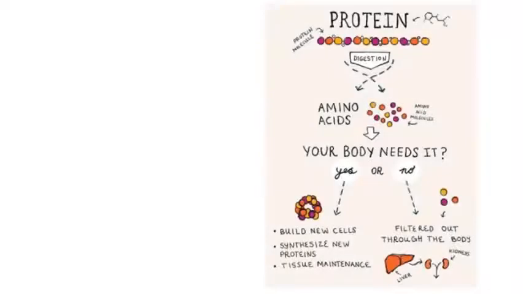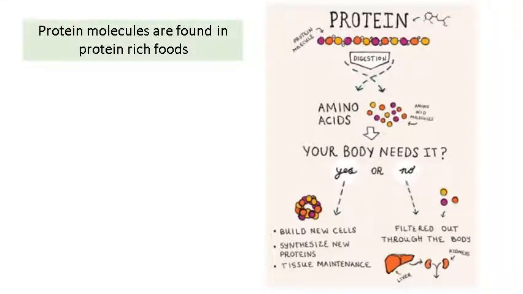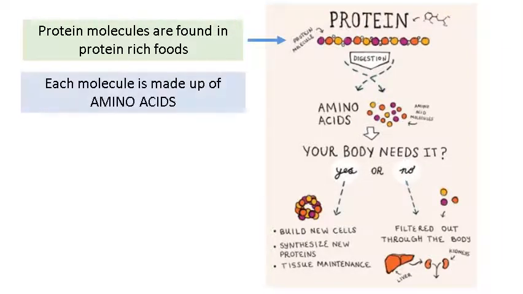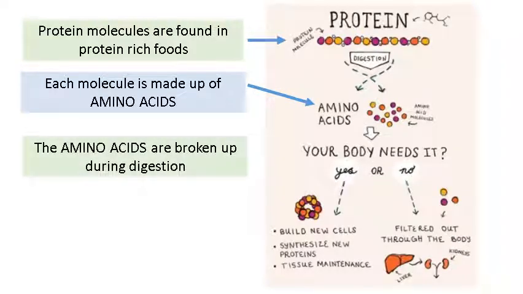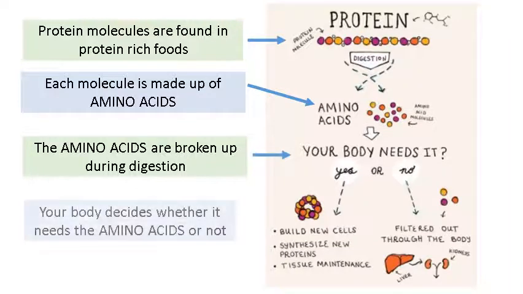To illustrate it further, there's a poster here, with protein at the top with its protein molecule. Your protein foods are all made up of these protein molecules, which are found in protein-rich foods. And then each molecule is made up of amino acids. These amino acids are broken up during digestion. And then your body is going, do I need this? If it's saying yes, then as you can see down here, it's saying, okay, I'll build some new cells, I'll make new proteins. Again, brain function, nerve function. These amino acids do lots of different jobs.